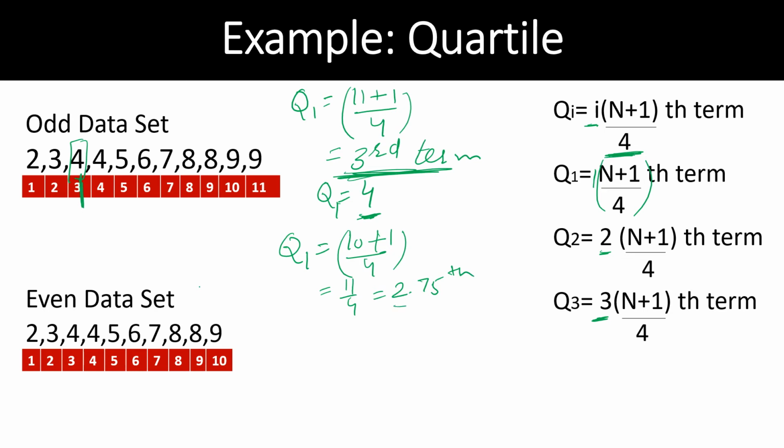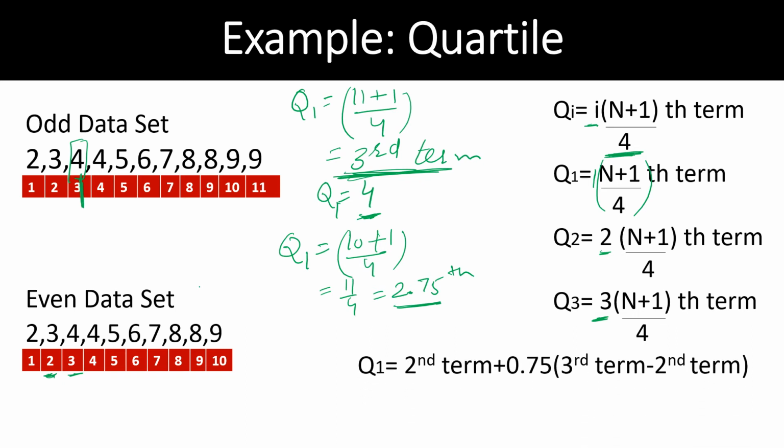Now what is this 2.75th term? I cannot calculate directly the 2.75th term. Now 2.75 means it will lie somewhere in between second and third term. To calculate that, I need to use the formula: Q1 is second term plus 0.75. Now it lies between second and third, that's why I do third term minus second term.